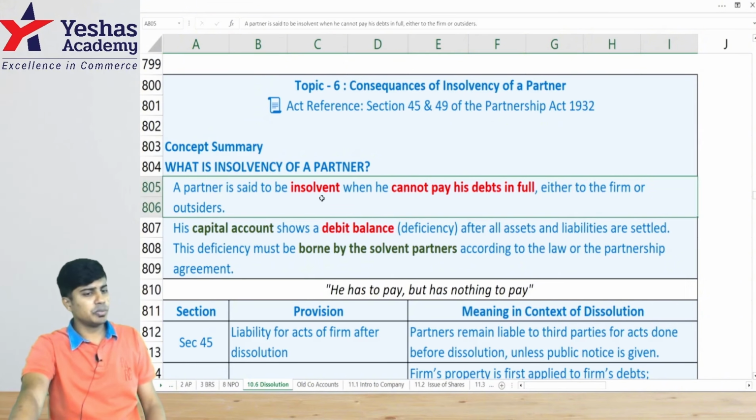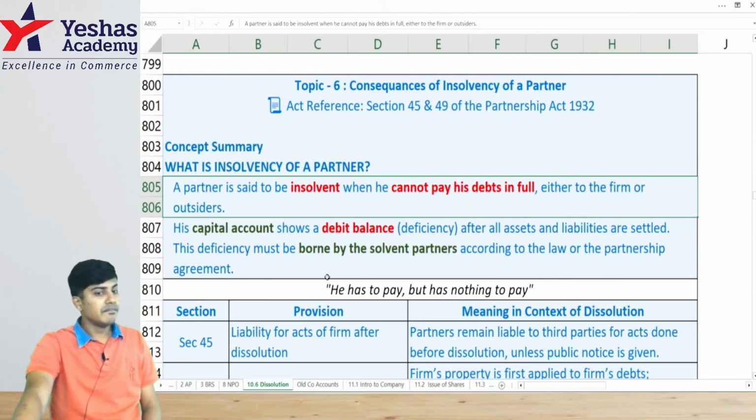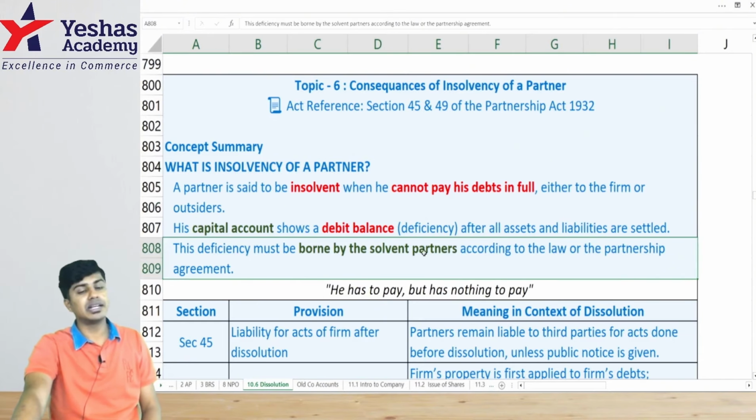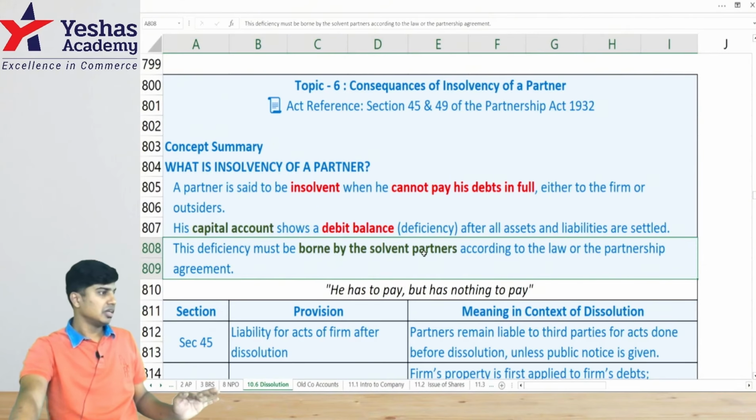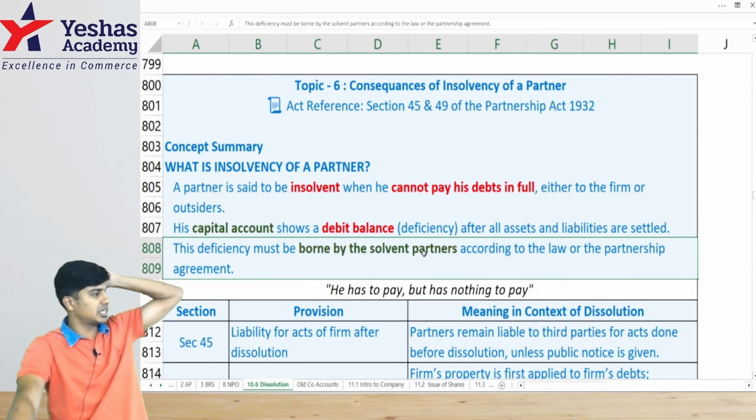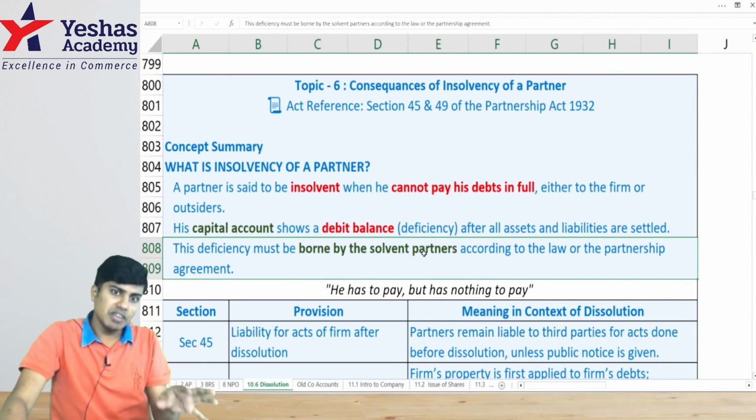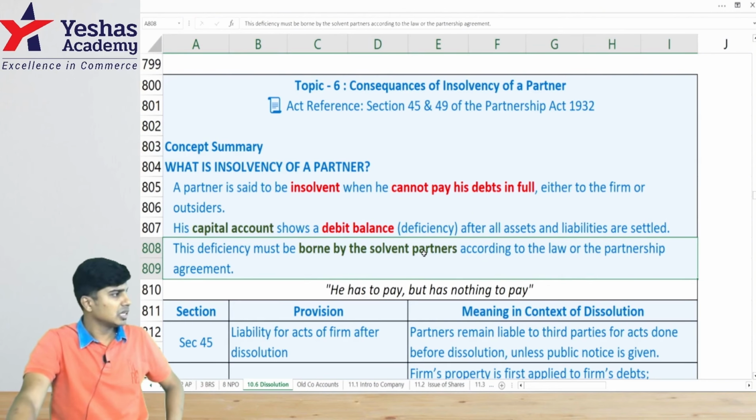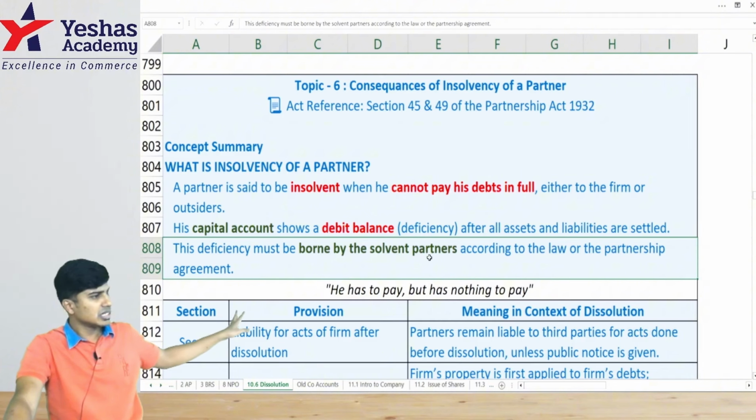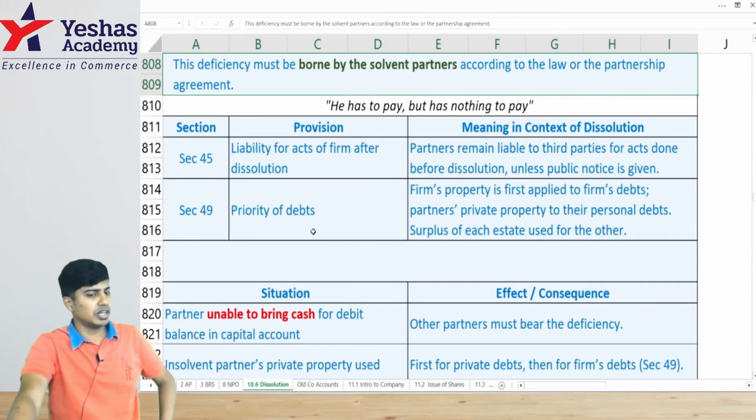See, a partner is said to be insolvent when he cannot pay his debts in full, his capital shows a debit balance. Then his insolvency, the money he should bring but cannot bring, will be borne by solvent partners. It will be borne firstly as per the partnership deed. If the partnership deed doesn't tell how to adjust it, then we'll go to the Garner versus Murray case. First we should apply what? The partnership deed. If the partnership deed says something, follow that. If the deed doesn't say anything, then we'll apply the Garner versus Murray case law. You understood this? This is basically told by section 45 and section 49 of the Act.